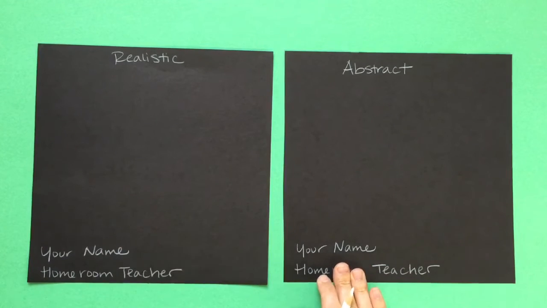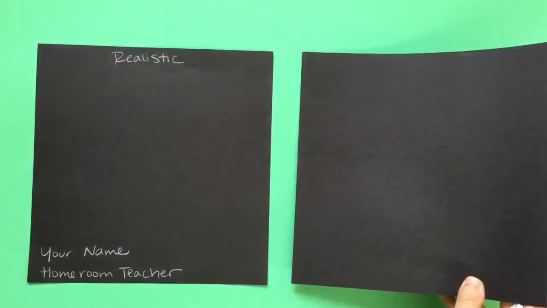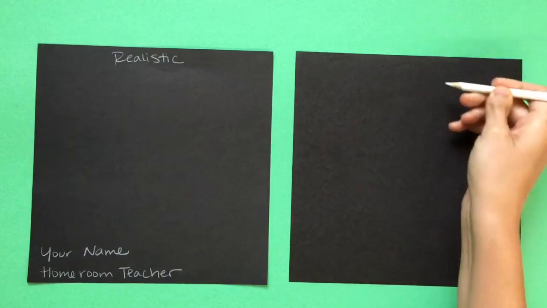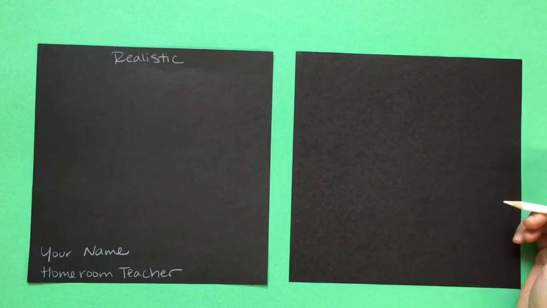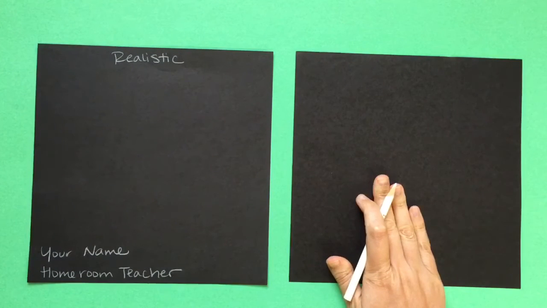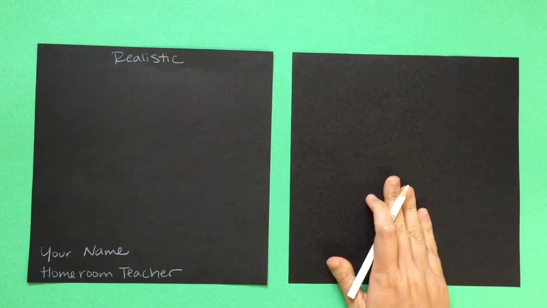When you're done writing everything on the back of both papers, you're going to flip your abstract paper over, and using a white colored pencil, go ahead and draw interesting shapes that make a pattern or a design. Remember, abstract artwork does not have to make sense. So these are just going to be interesting shapes that create some kind of pattern or design.